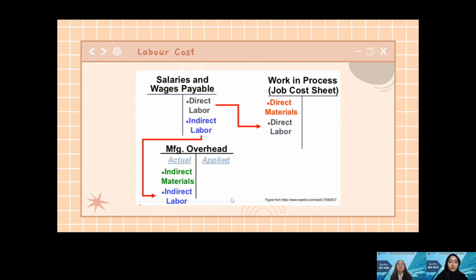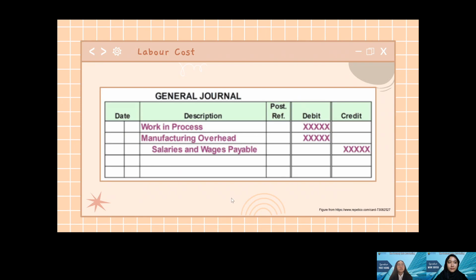So to record labor costs in the T account for salaries and wages payable, on the credit side we have direct labor and indirect labor. Then we will move the direct labor to the work in process T account, while indirect labor goes to the actual manufacturing overhead T account. Next slide please. So this is the journal entry to record the labor cost. First, we will debit work in process and manufacturing overhead and credit salaries and wages payable.